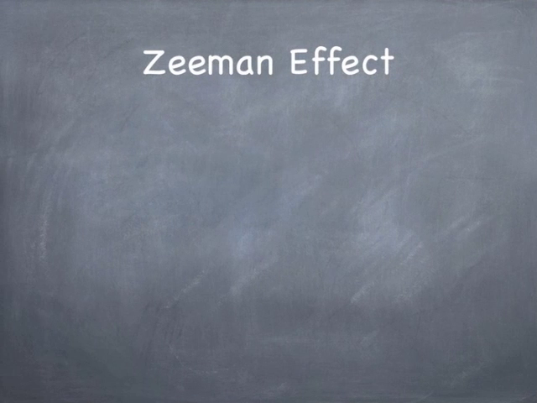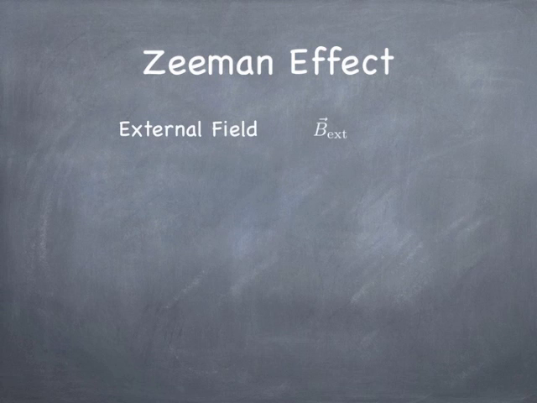The very last thing I want to discuss is the Zeeman effect. And the Zeeman effect is what you get when you put a hydrogen atom, or any atom basically, in a magnetic field. You get a Hamiltonian that comes from two pieces.